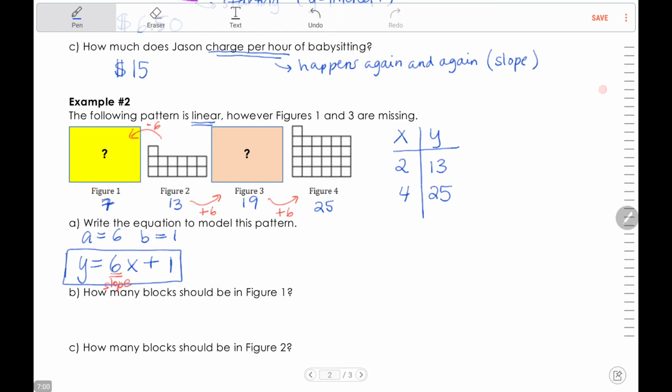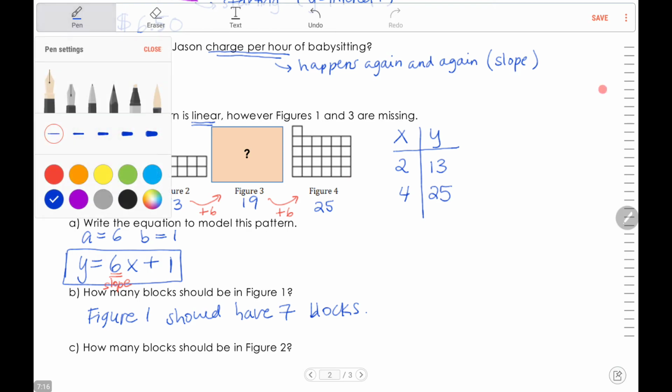Okay, so figure 1 should have 7 blocks. Okay, another way you can do it is by substituting 1 in for x, and then we can evaluate. So there's 2 ways. I'll show you both ways.